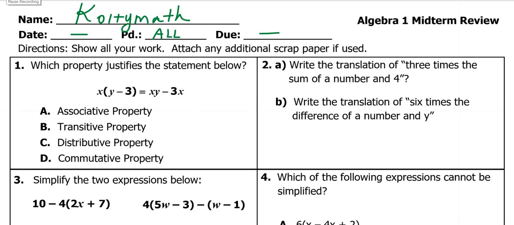Hello everyone. Welcome to your Algebra 1 midterm review. We're going to go through every single question in this review packet in order to prepare you for your midterm.